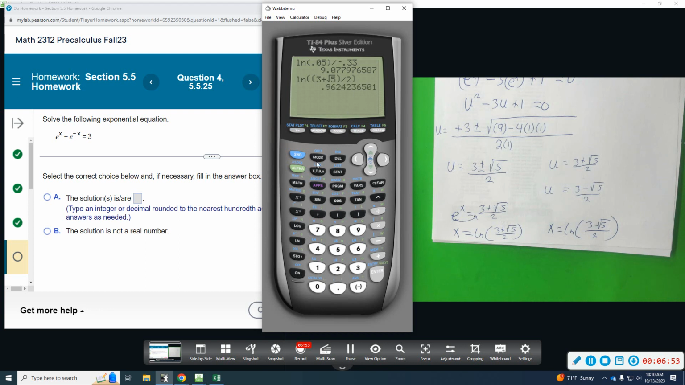So this gives me one answer, and if I hit second enter, that brings up what I last typed in. I like that because it does it all for me, and all I have to do is change the plus sign to a minus to get my other answer. So I'm going to arrow back to the plus sign and just change that to a minus. So I get my 2 answers: a positive 0.96 rounded to the nearest hundredth, and a negative 0.96.